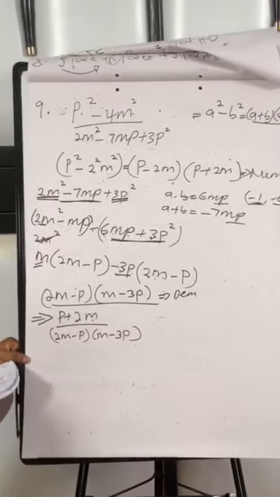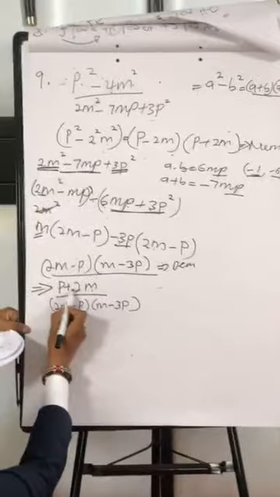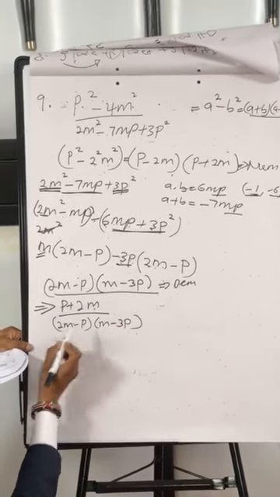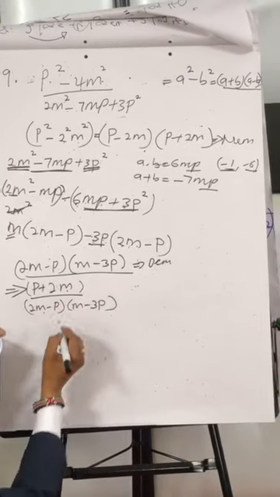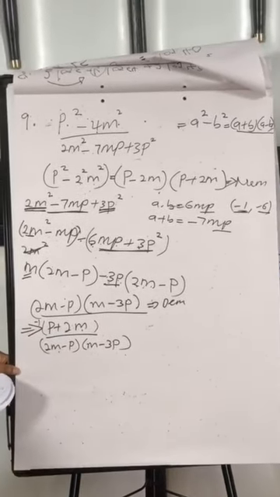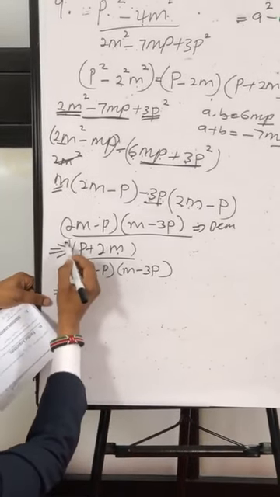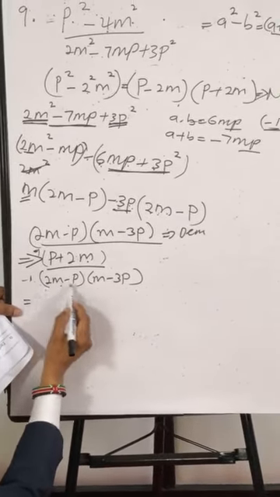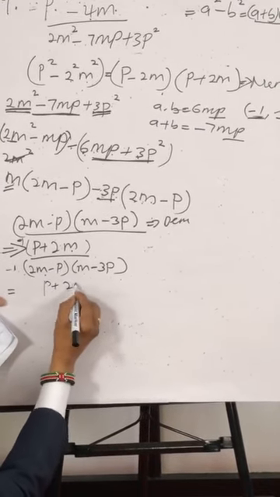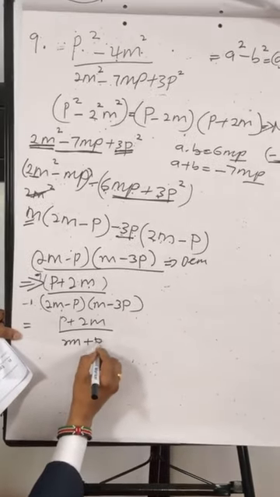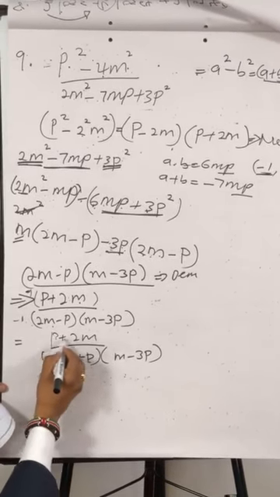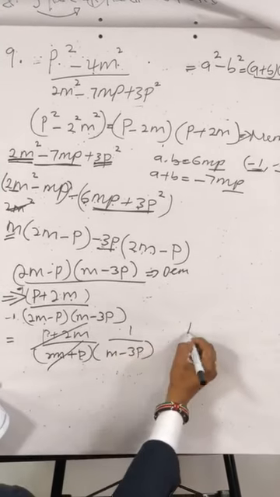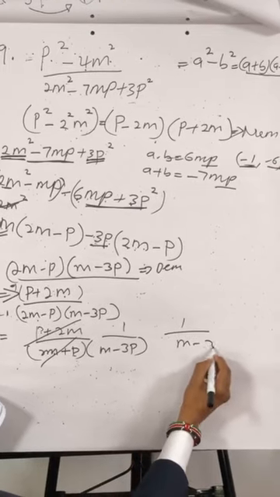So from this, we want to simplify this further. How do we simplify it? We have p plus 2m, but here we have 2m minus p. So we can make this equal by multiplying the upper and lower parts by -1. When you open this, you get p plus 2m divided by 2m plus p into m minus 3p. So 2m plus p and 2m plus p cancel. Here you remain with 1 divided by m minus 3p.